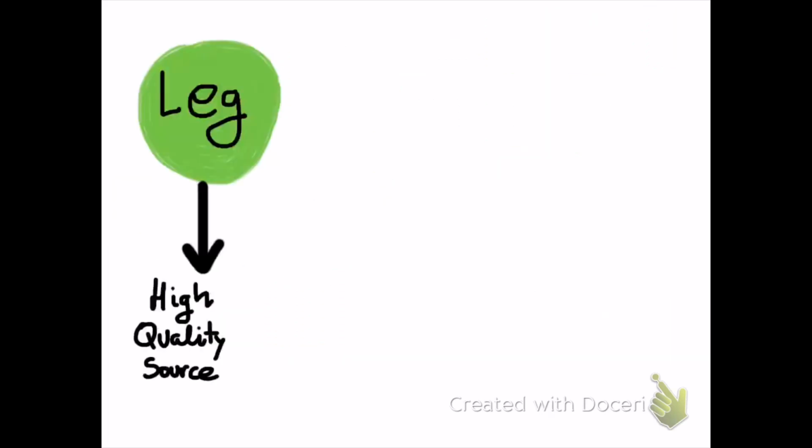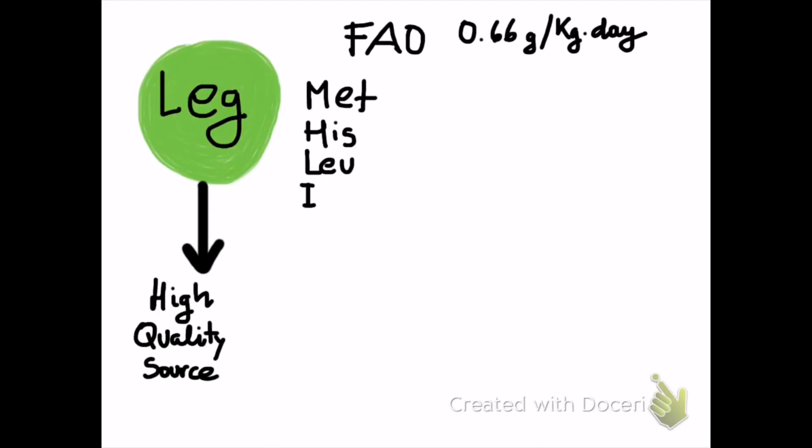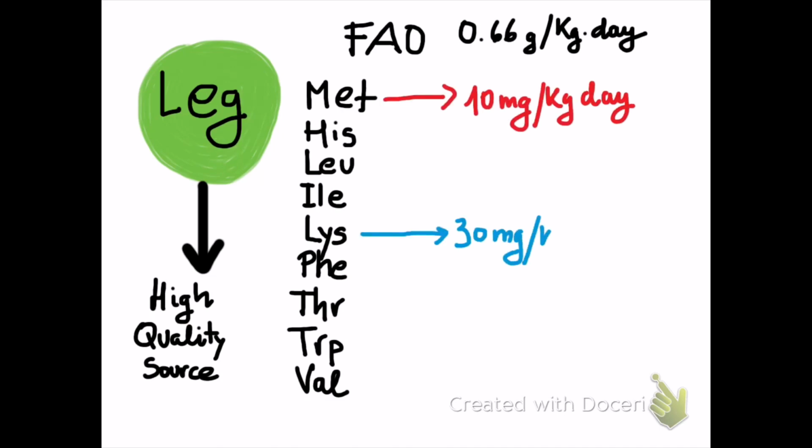Legumes are a food group of the Mediterranean diet that contain a large amount of high-quality protein. According to the Food and Agriculture Organization, which depends on the United Nations, we must ingest about 0.66 grams of protein per kilogram per day in an adult person. This means that we need 10 milligrams of methionine per kilogram daily and 30 milligrams of lysine per kilogram daily.